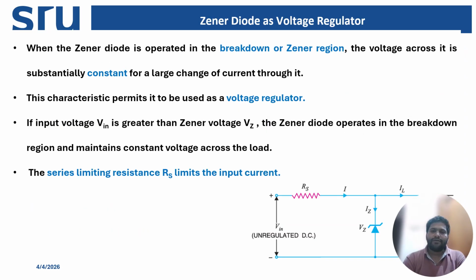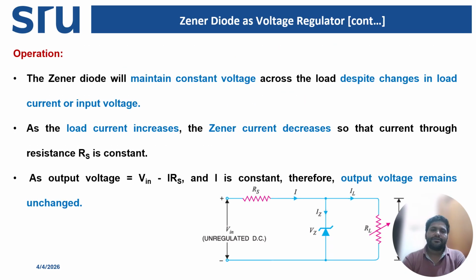So this is the Zener diode circuit. When the Zener diode is operated in the breakdown region, the voltage across it is constant despite large changes in current. The Zener diode maintains constant voltage across the load despite changes in the load current and input voltage. As the load current increases, the Zener current decreases so that the current through the resistance is constant. The output voltage is equal to the input voltage minus the current times the resistance.